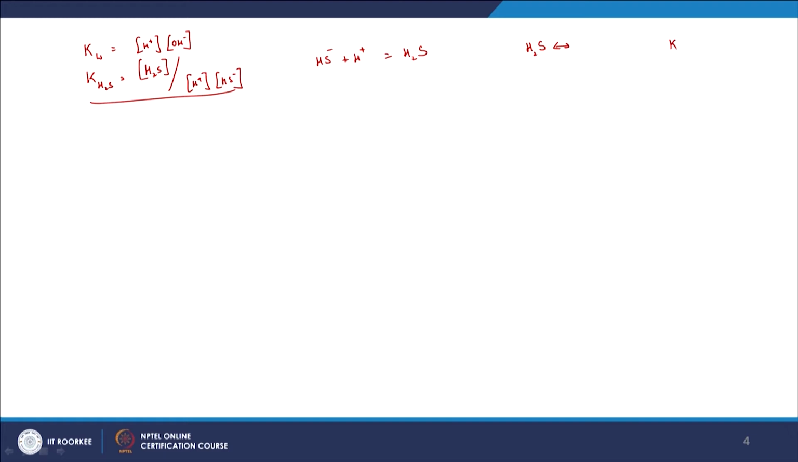So that is going to be equal to, for H2S, HS minus plus H plus. And we know that this Ka1 is equal to the concentration of HS minus into the concentration of H plus by H2S, right? So as you see, we can just express KH2S as equal to 1 by Ka1, right?